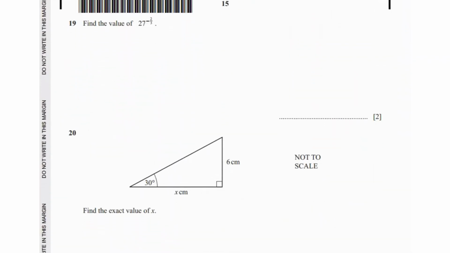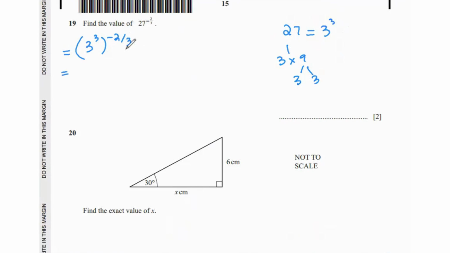Then find the value of 27 to the power of negative 2 over 3. First, let's rewrite 27 as 3 cubed. Why? Because 27 is 3 times 9 and 9 is 3 times 3. So it's 3 cubed, so 3 cubed to the power of negative 2 over 3.